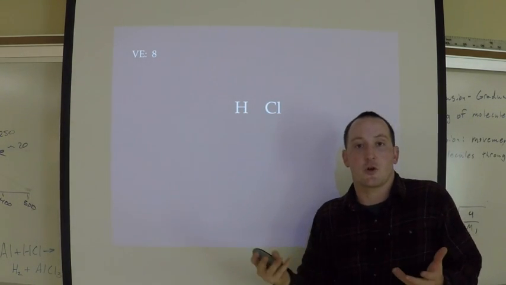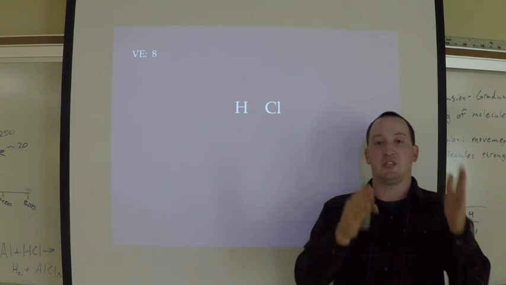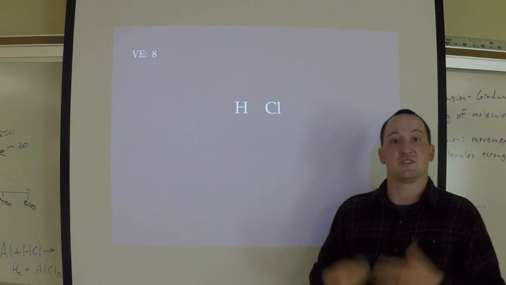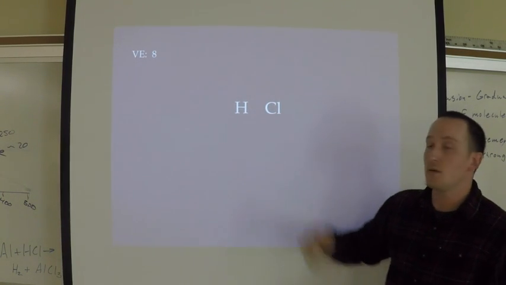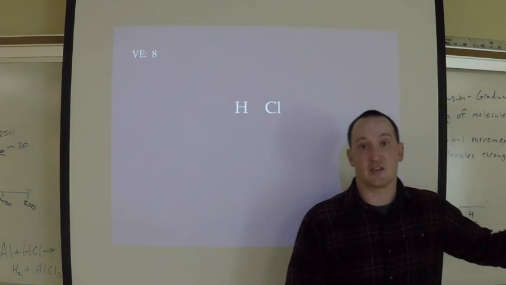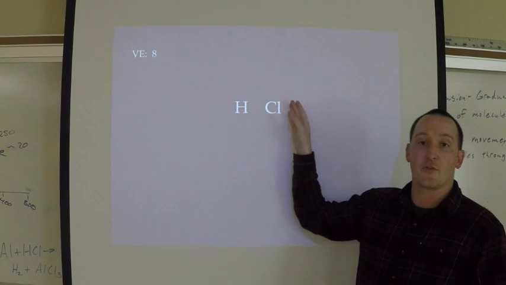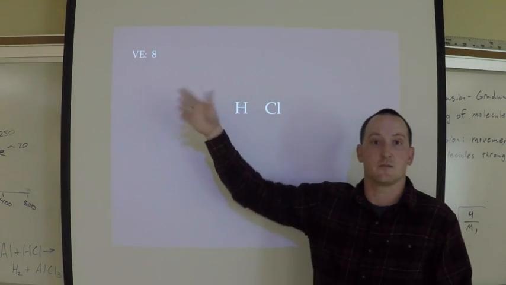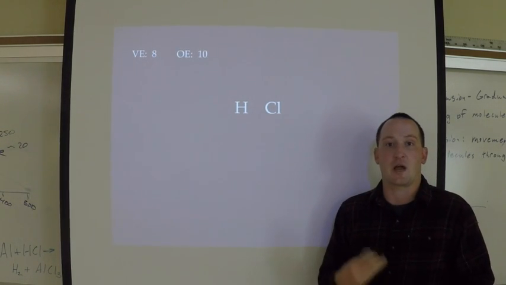How you determine the number of valence electrons a molecule has is you look at each individual element. Hydrogen is in column 1, so it has 1 valence electron. Chlorine is in column 7A, the halogens, which means it has 7 valence electrons. If I add those two up, 1 valence electron plus 7 valence electrons gives me 8. That's how I get my VE, or my valence electrons. Next thing that I do is I find my octet electrons.